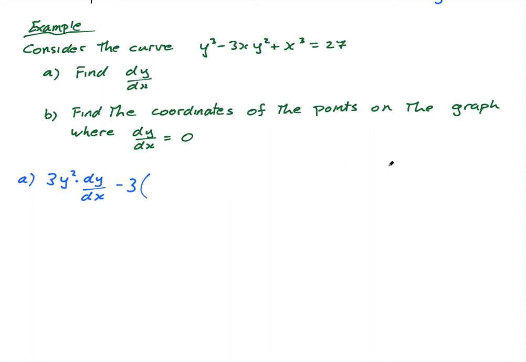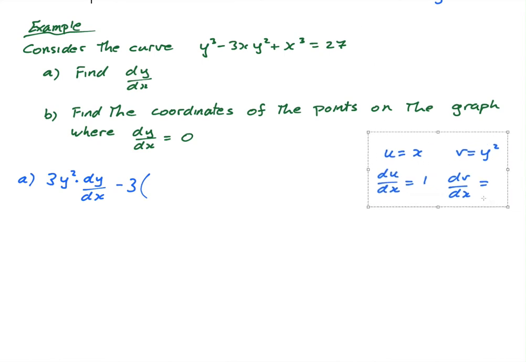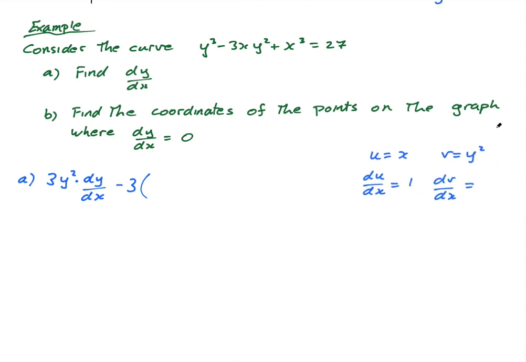Now I'm going to do the product rule over here to the right, like I always do. So u is equal to x, v is equal to y squared. du dx equals 1, dv dx equals, okay, I need more space here. I have to be very, very, very careful. dv dx equals 2y dy dx. That's like my circle example above. 2y dy dx.